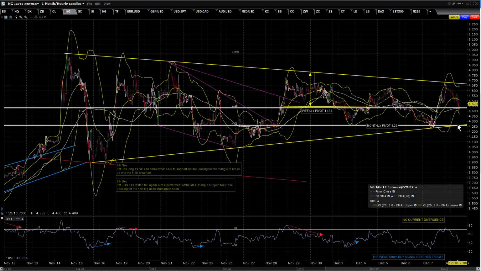So I'm watching to see what happens here. Obviously, we've got strong support at triangle support, which is now crossing the monthly pivot at 4.26, and we've got triangle resistance up here in about the 4.68 area. I'm waiting for a break. A break up should deliver a move up to at least the retest of this high, and then Stan will be looking for a target in the 5.2 area.